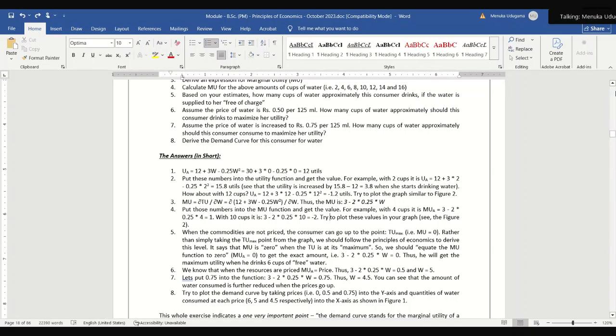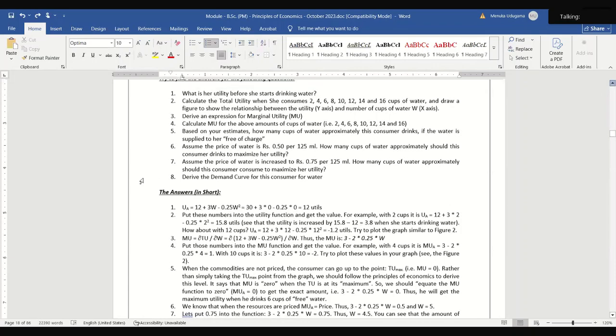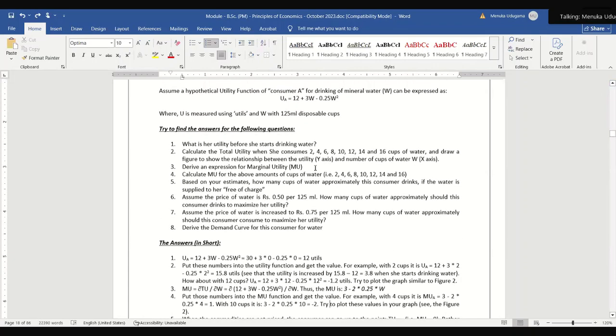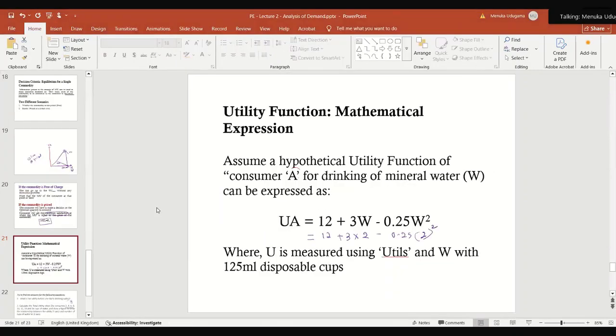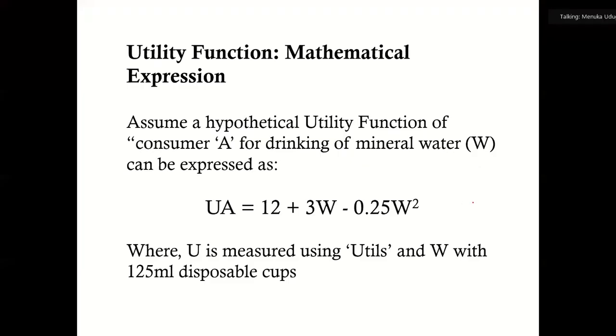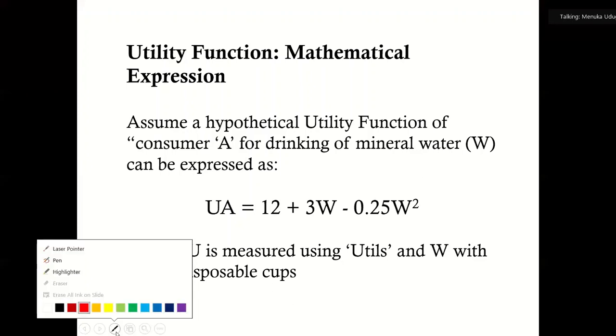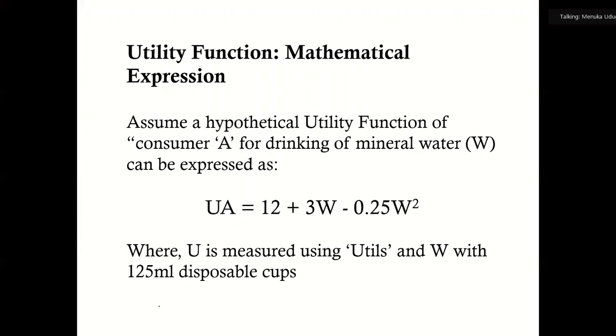Right, then the third question is, derive an expression for marginal utility, right? So that's important. How do you derive an equation for marginal utility? Now we know that marginal utility is the slope of the total utility. How do you derive the slope of the function? You differentiate it once.